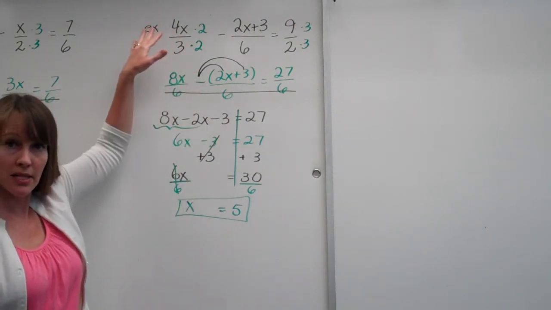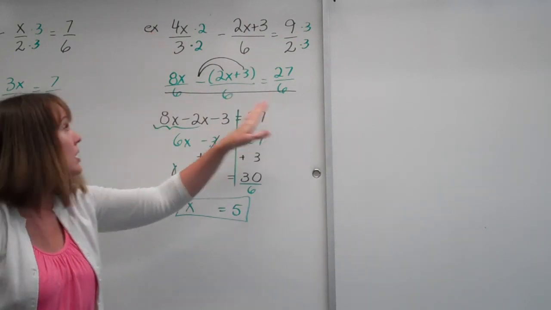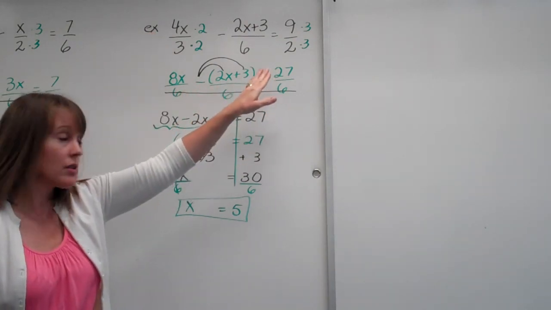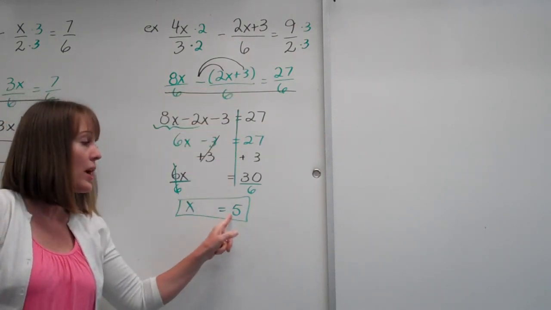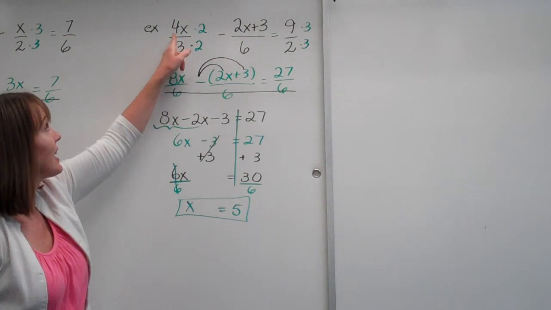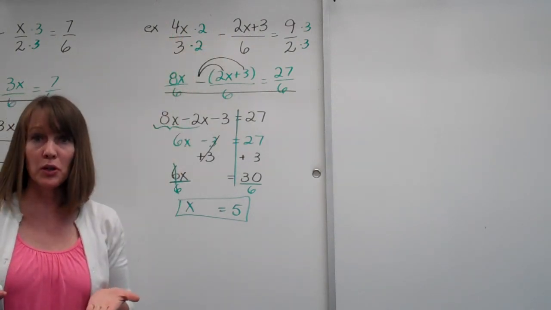All right, so review again. Multiply top and bottom to get the common denominators. Then you can cross them out. Distribute what's left. Solve for your variable. And now you know what number we had to put back in here to balance that equation, to make sure that they equaled each other.